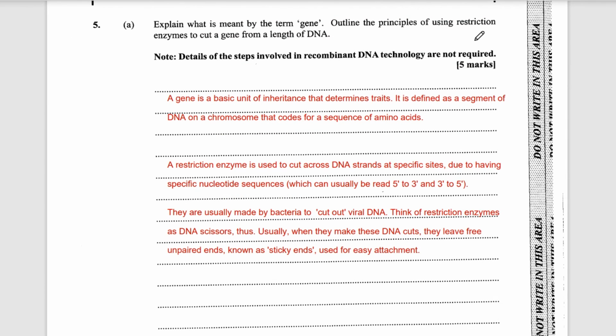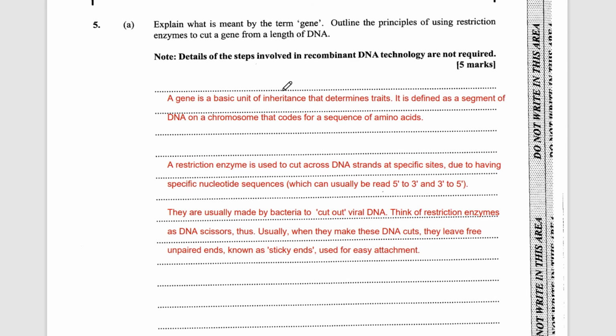Okay, so we have a kind of tough one here. Question 5. Explain what is meant by the term gene, this is the easy part, and outline the principles of using restriction enzymes to cut a gene from a length of DNA. And you don't need to involve all the steps of recombinant DNA technology. You just have to explain basically restriction enzymes. So we kind of get away a little bit.